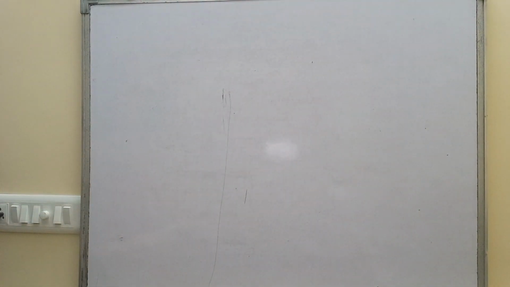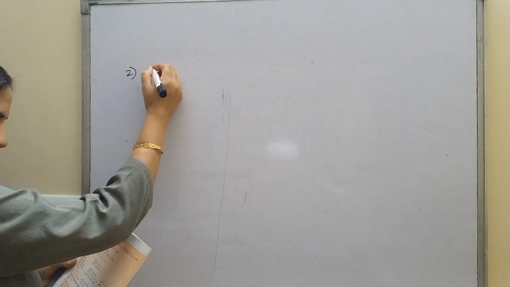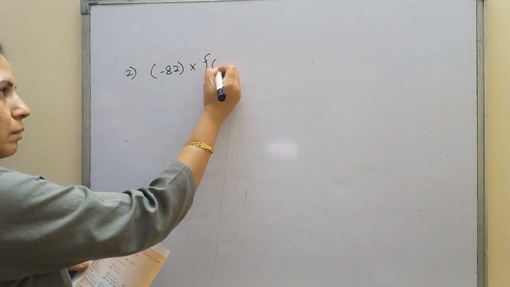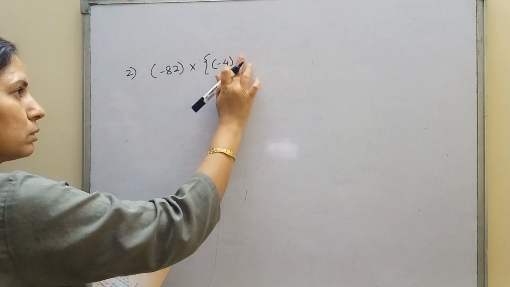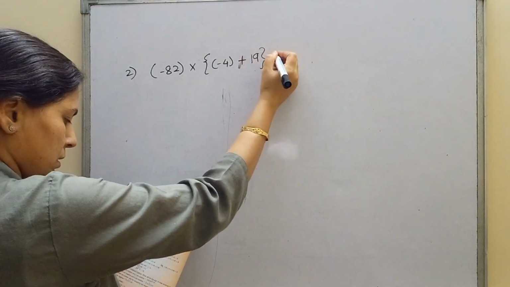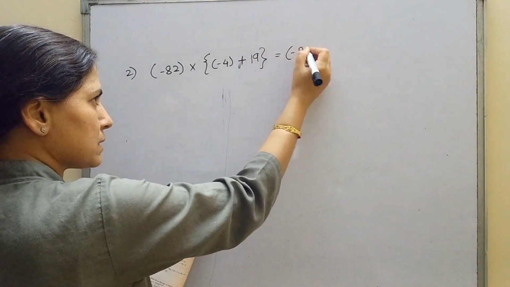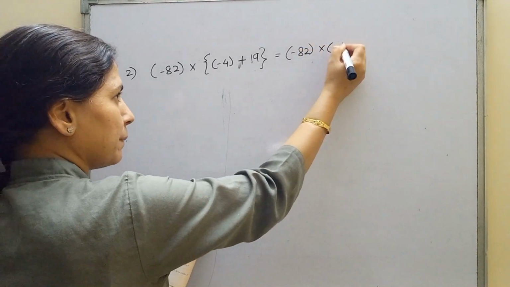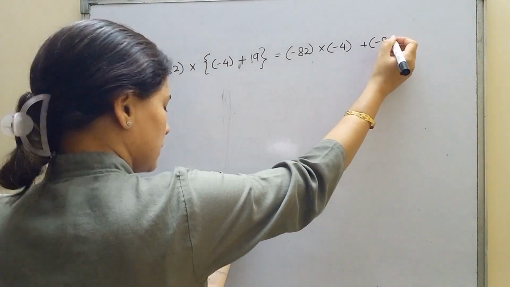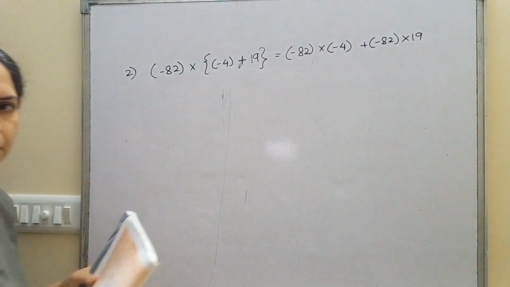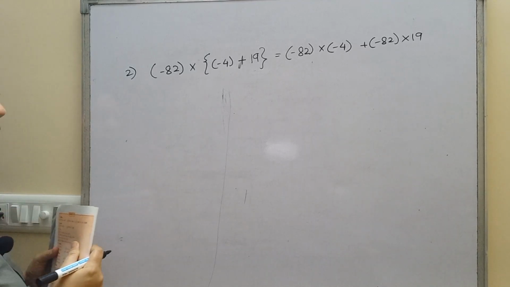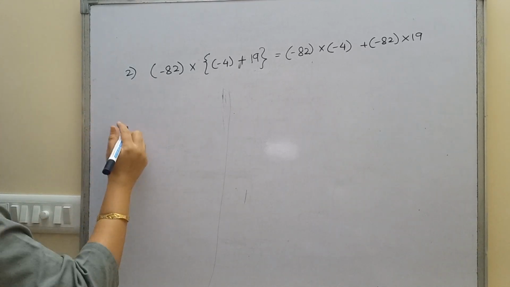My next question is, second one, minus 82 multiplied by minus 4 plus 19 is equal to minus 82 multiplied by minus 4 plus minus 82 into 19. So how will you do it? Let's come to the LHS part first.